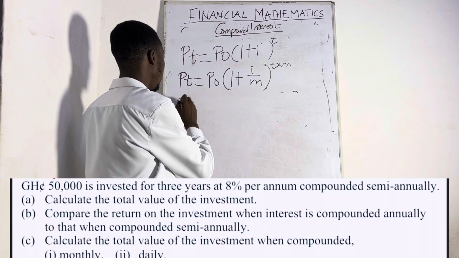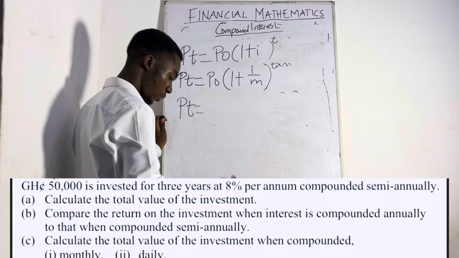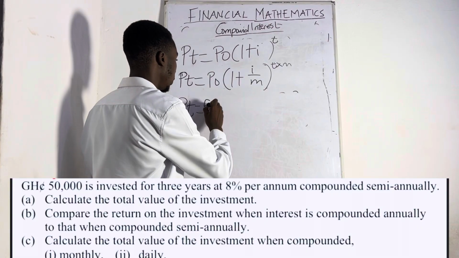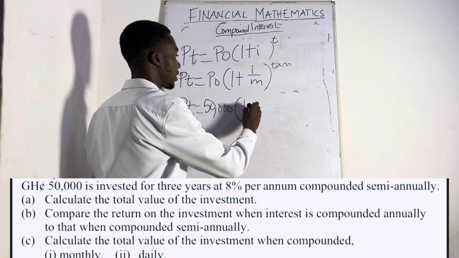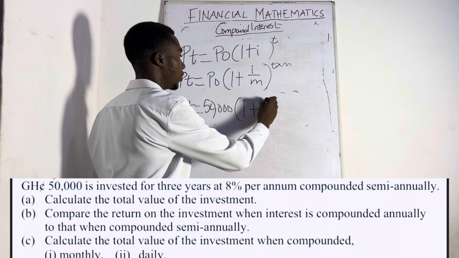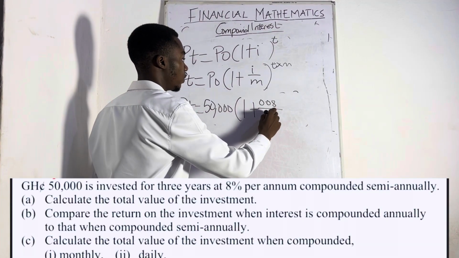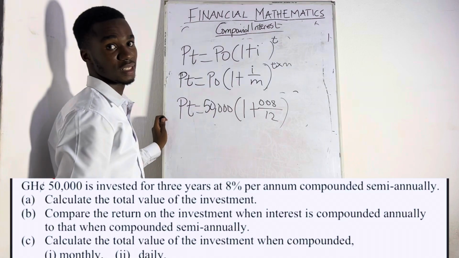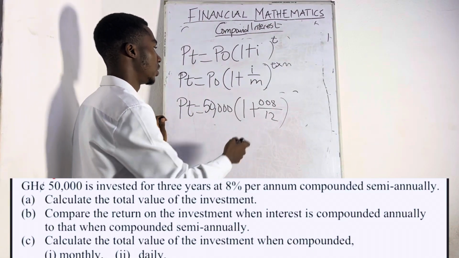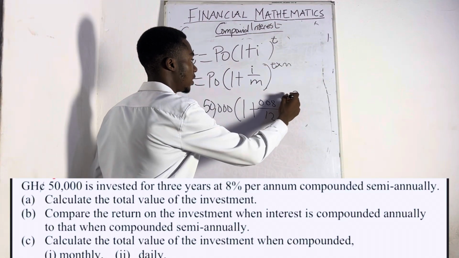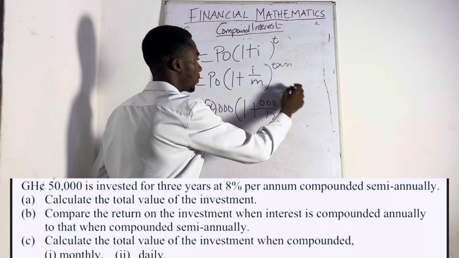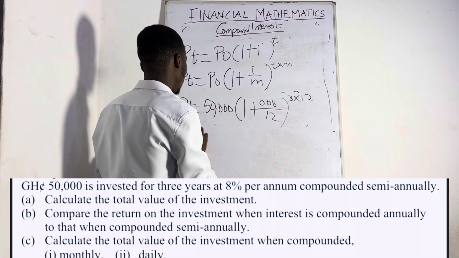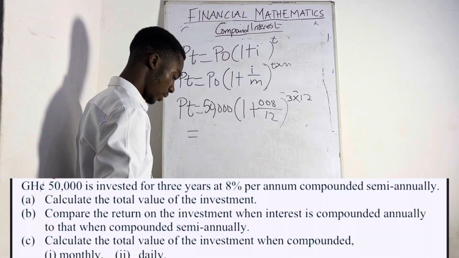So PT is equal to, our P0 is already 50,000. So 50,000 into brackets 1 plus our interest, which is 0.08 over 12. 12 because there are 12 months in the year, and they say you are compounding monthly. Then the number of years is 3 right here, so 3 times our M, which is 12. So you can just punch all this on the calculator.